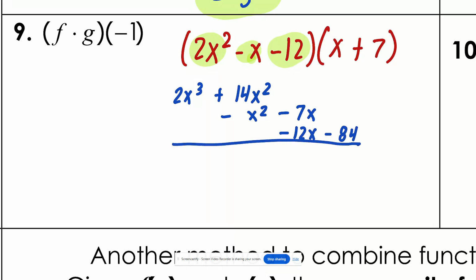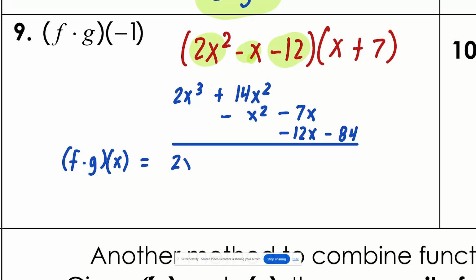So look, guys, what did we just do? What are we about to find? We're about to find f times g of x, right? F times g of x, just like we did yesterday. F times g of x equals 2x cubed, 14x squared minus 1x squared is 13x squared, negative 7x minus 12x is negative 19x, minus 84. So there we did exactly what we did yesterday.